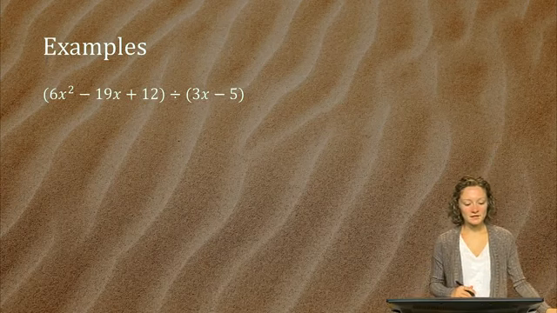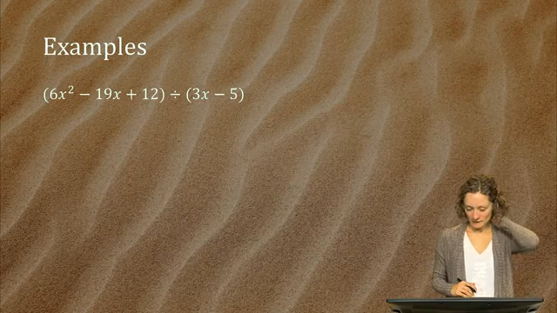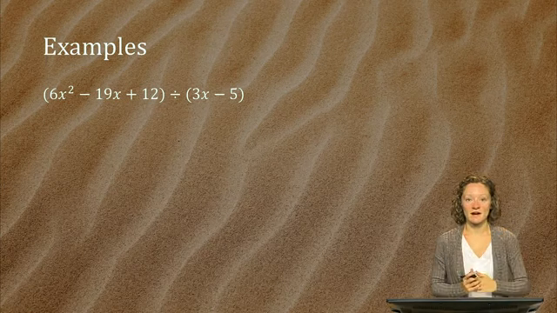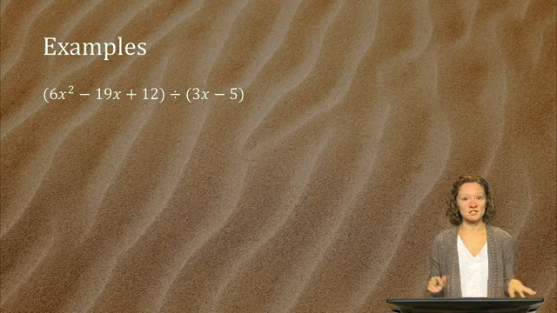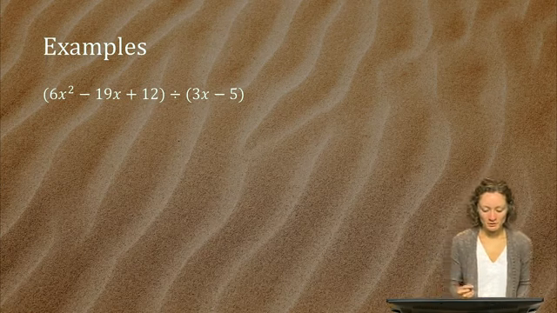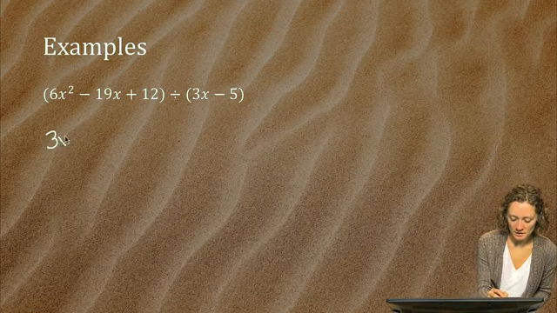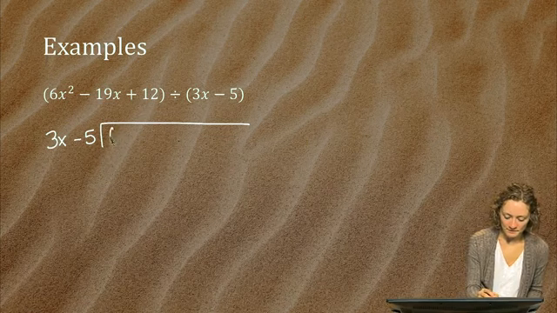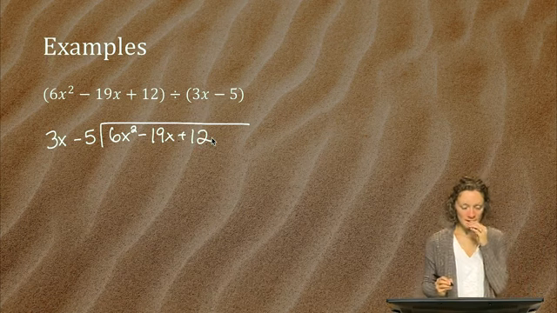Next one, 6x squared minus 19x plus 12 divided by 3x minus 5. Synthetic division would not work for this one. Polynomial division is the only route. So we set up 3x minus 5 on the outside, and the 6x squared minus 19x plus 12 on the inside.